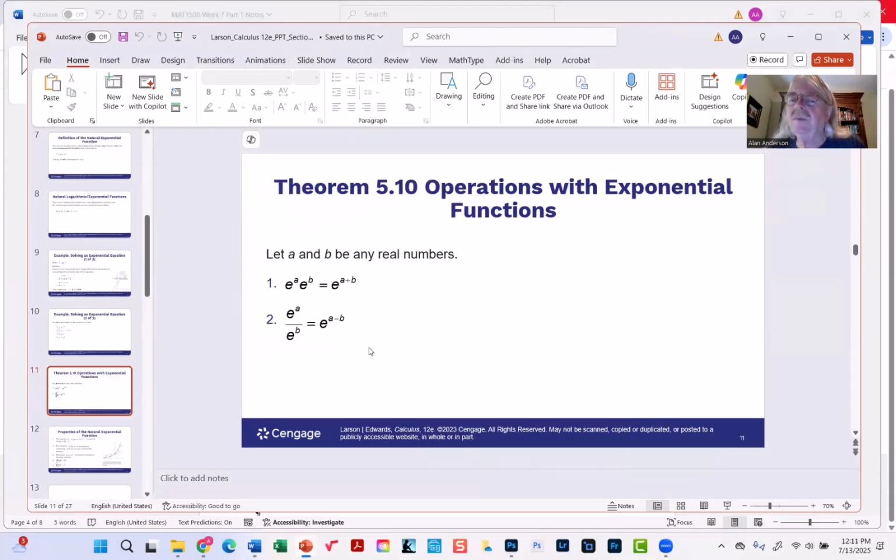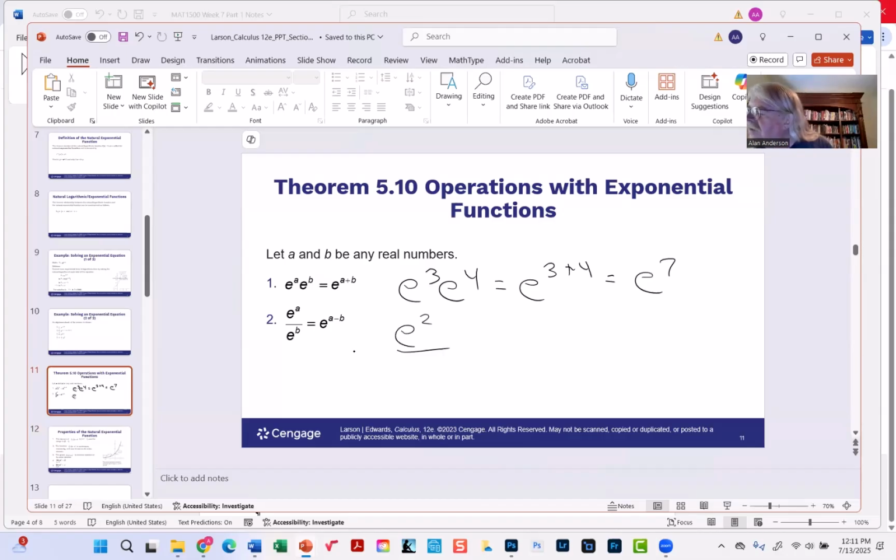Now here's some properties that we need to know about exponential functions, and these follow along exactly with what we would get with any other real numbers. For example, e to the a times e to the b is e to the a plus b. E to the a over e to the b is e to the a minus b. So let's say you had e squared over, let's say, e to the third. And of course, this is true for all real numbers. You could replace the e with 2 or x, it doesn't make any difference.